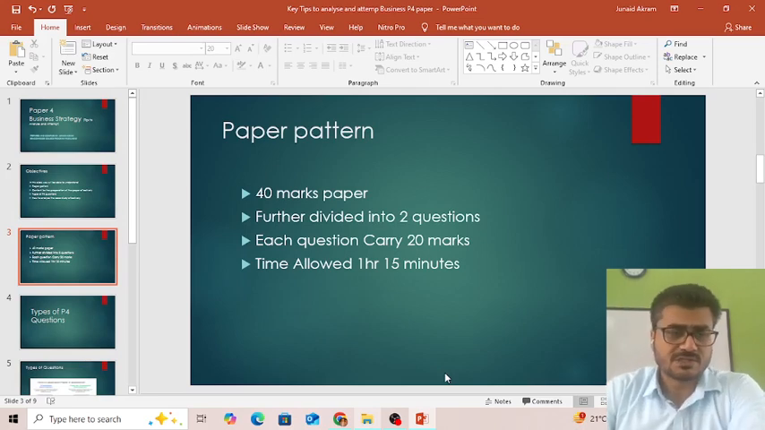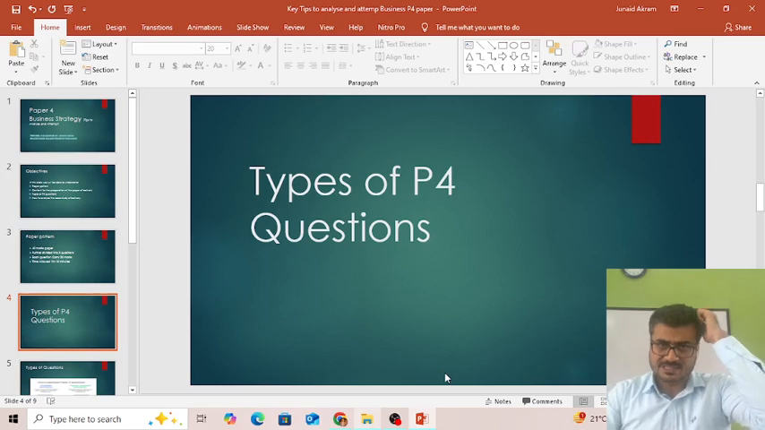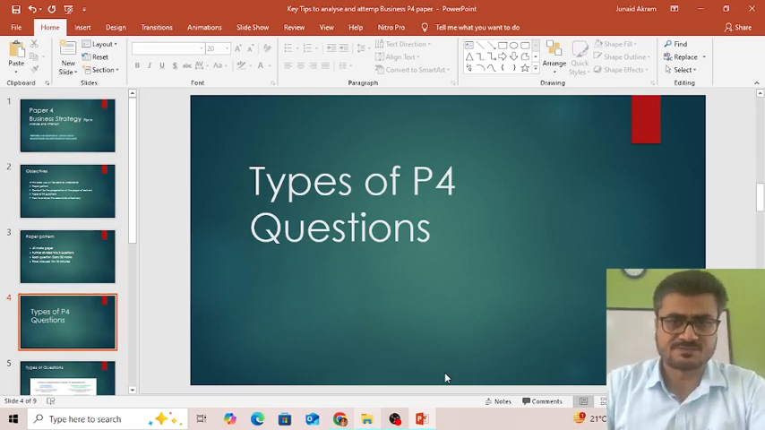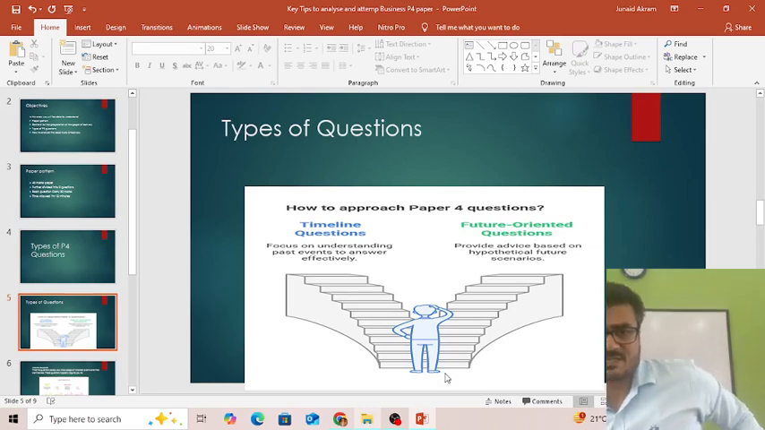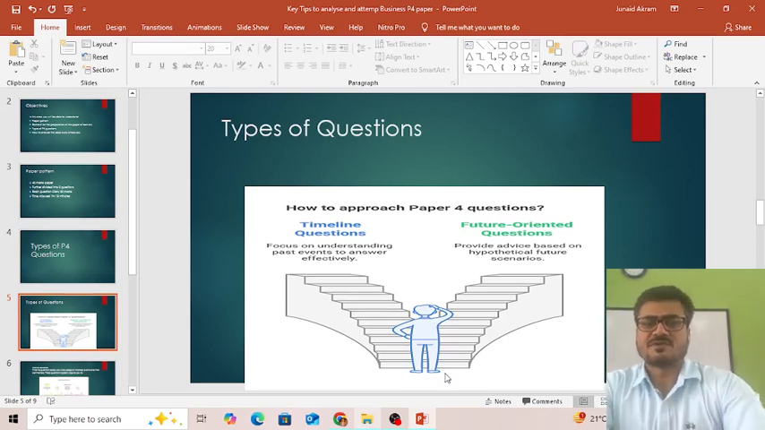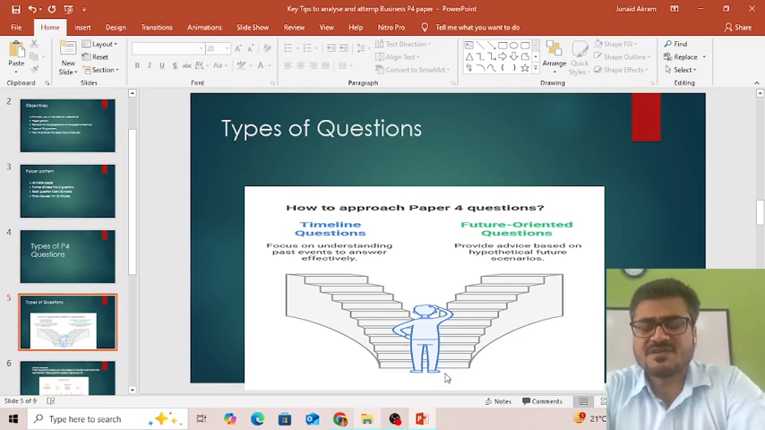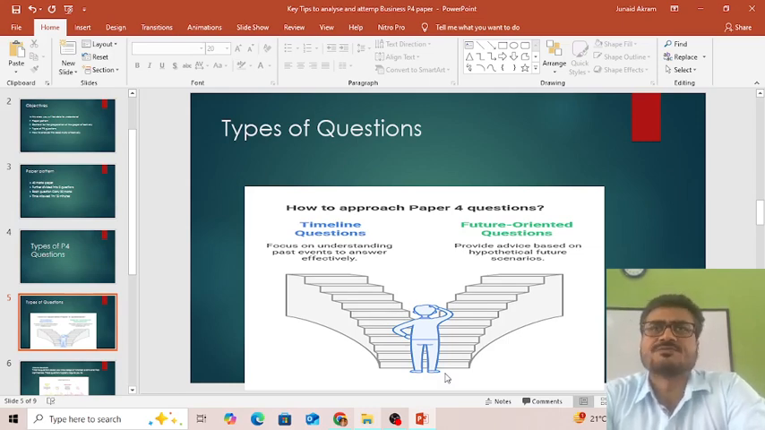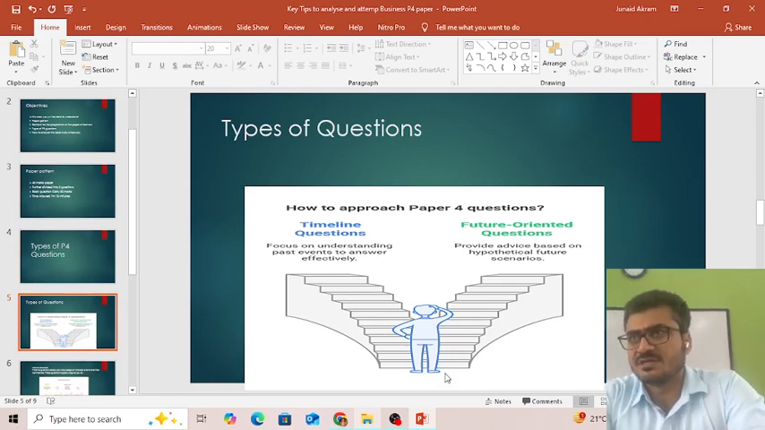So moving quickly towards our next topic, that is the types of P4 questions. I have analyzed all the papers previously, and I have seen that a specific pattern is being followed in paper 4. You can categorize the questions into two forms. Number one is timeline questions. Timeline questions are questions provided on the basis of a timeline, in which information changes year to year.